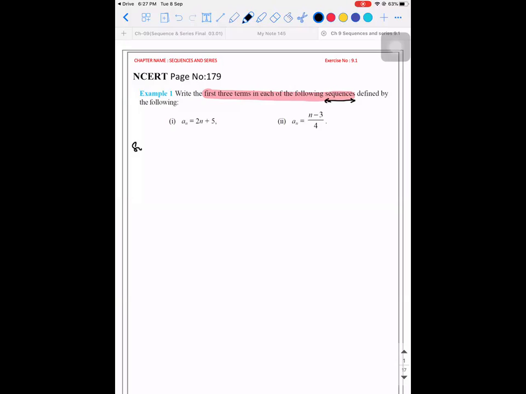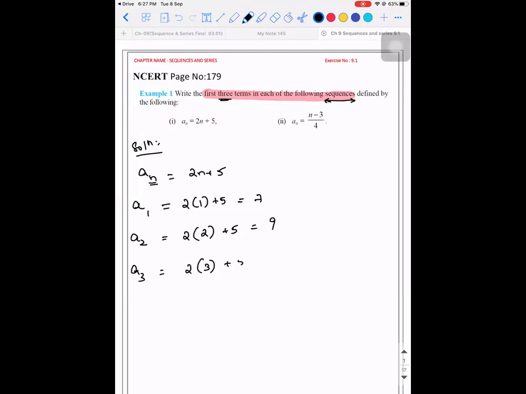For example, if I look at the first problem, an is equal to 2n plus 5. They're asking the first three terms. So if I want a1, the first term, then what should I do? Wherever n is there, I will put 1 there. So it will be 2 into 1 plus 5, that will be 7. Similarly, a2 is 2 into 2 plus 5, that is 9. a3 is 2 into 3 plus 5, 6 plus 5, 11. So the first three numbers of the sequence, according to the condition they have given us, are 7, 9, 11. Are you guys able to understand? This is a sequence which you already know. What sequence is it?